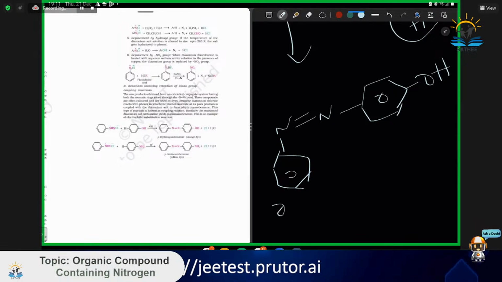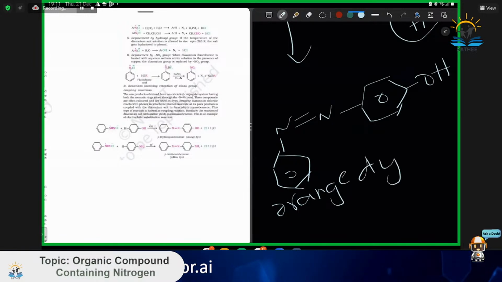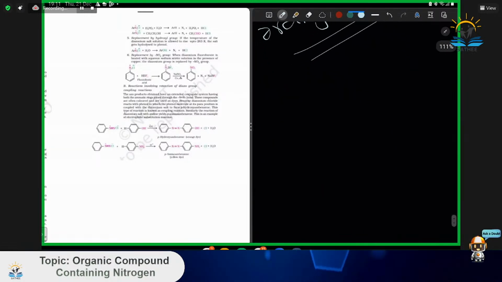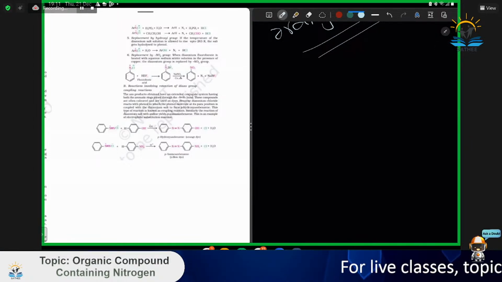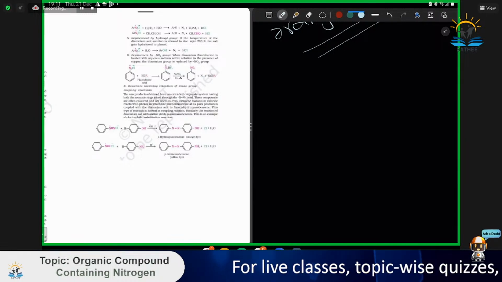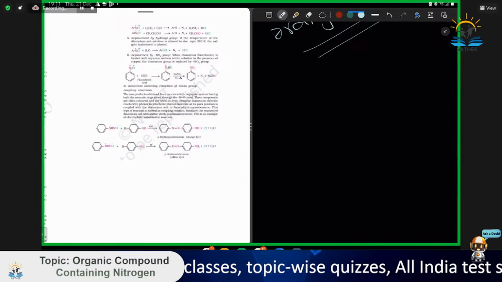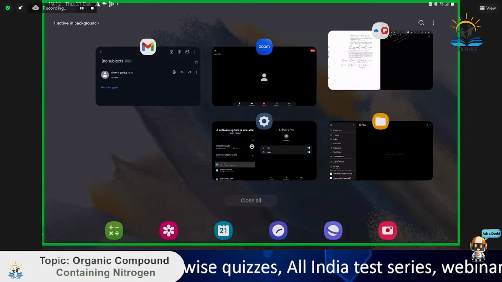This thing is an orange dye. So these coupling reactions are used as identification tests for benzene diazonium salts. These are strong dyes, these azo compounds. The reaction with aniline also works. Phenol and aniline both give coupling reactions. So that's it for theory.